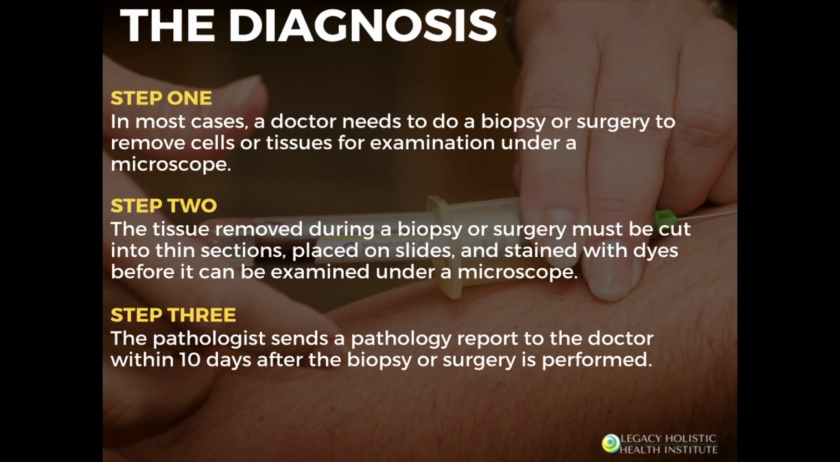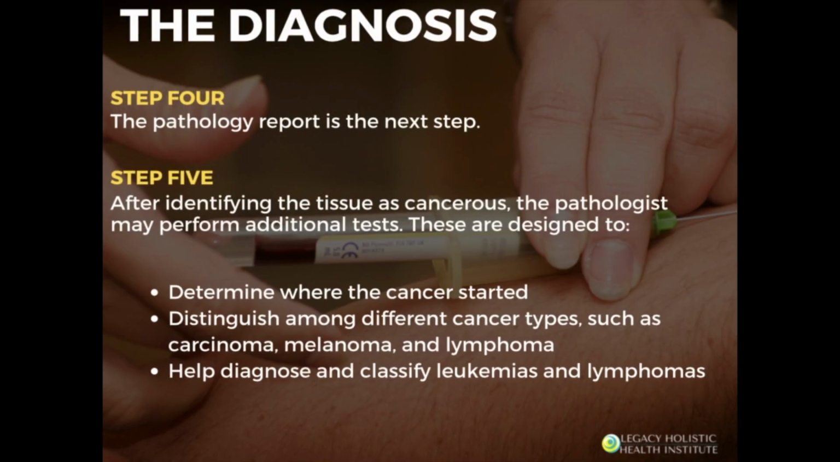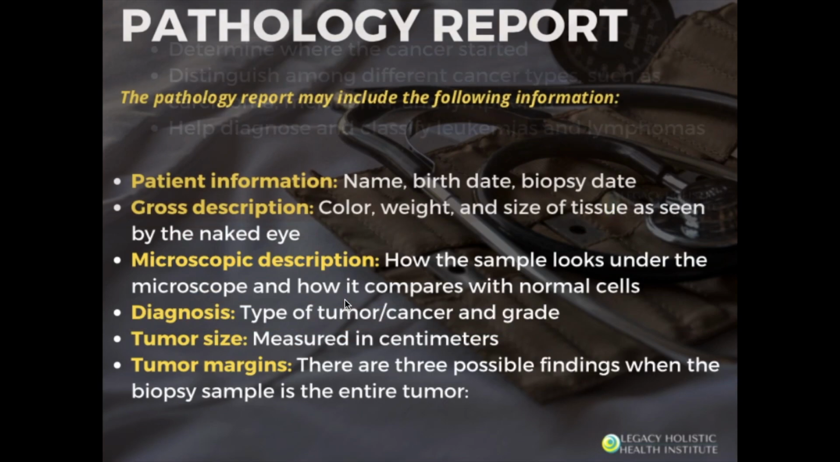Now, once the tissues are removed, the pathologist sends a pathology report to the doctor within 10 days after the biopsy or surgery is performed. One of the things we want to understand about the pathology report is what it includes. It may contain information about the size, the shape, and the appearance of the specimen as it looks to the naked eye. This information is known as a gross description. Remember, the pathologist is a doctor who does this examination and writes the pathology report.